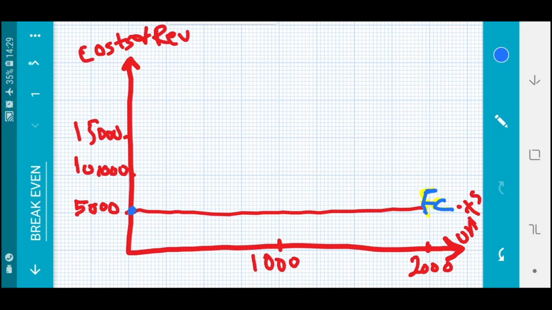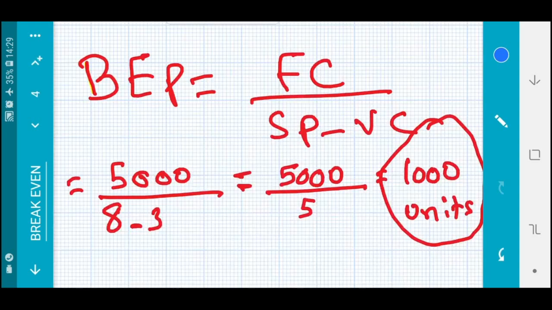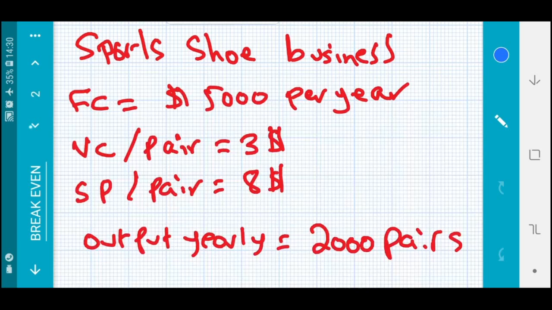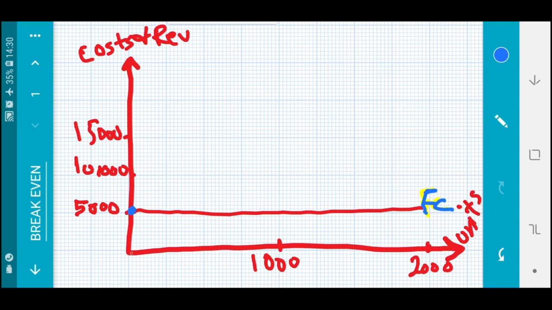So I know from the graph, or from the table that I had here, that for zero, total cost is 5,000. For 2,000 units, the total cost is 11,000. So I go back, I say, okay, for zero, it's 5,000. And for 2,000, which is the point here, the value will be 11,000. So let's assume it's here. Of course, in your paper it will be clear. So I draw this line and I label it total cost.